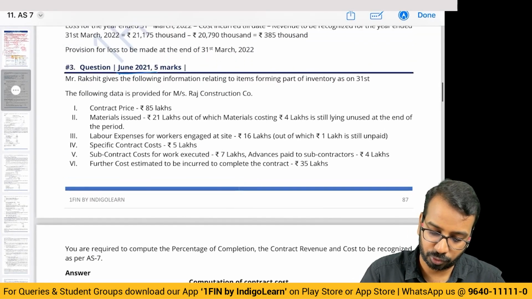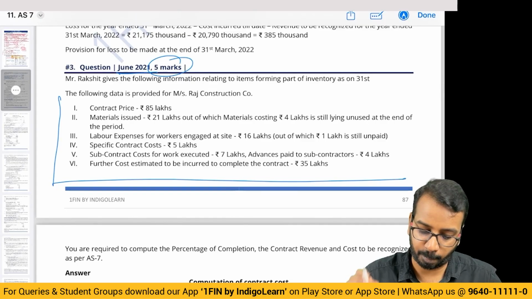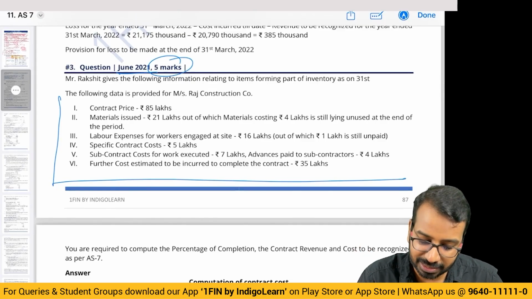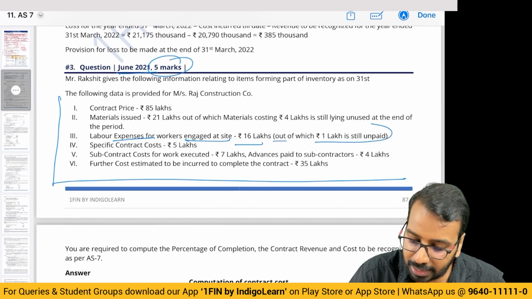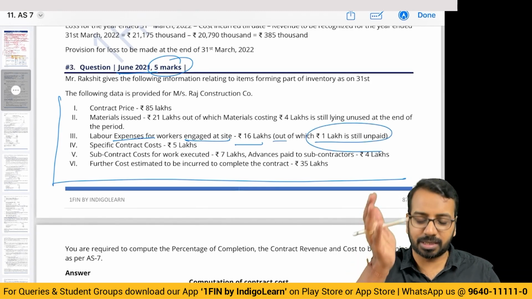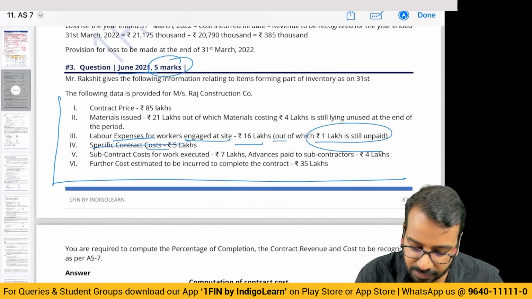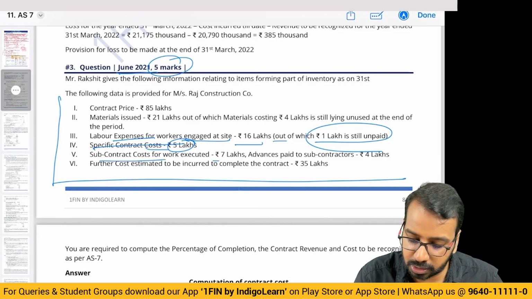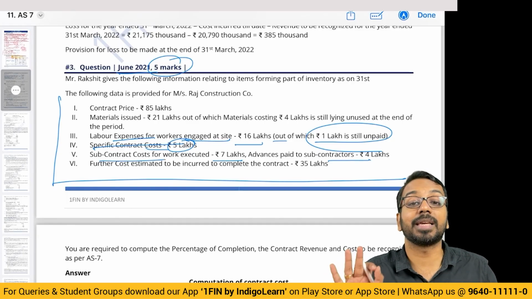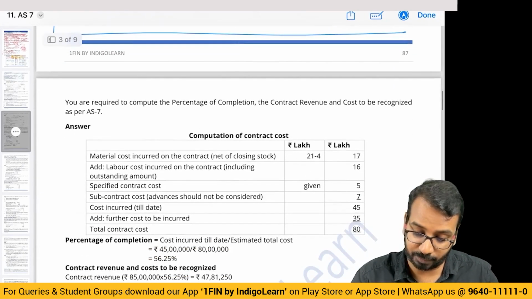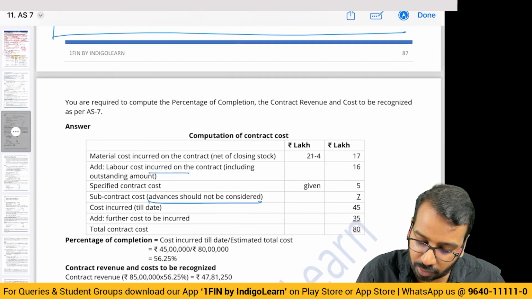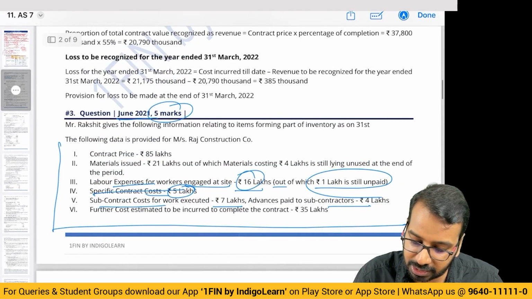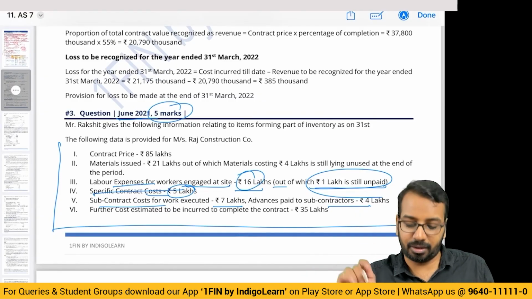So see again, June 21, 5 marks, similar question. They'll add something. Labor expenses for worker engaged 16 lakhs, out of which 1 lakh is unpaid. Unpaid means what? It is an expense. You will recognize. Specific contract cost 5 lakh. Subcontract cost 5 lakh. Advance paid is not my expense, so I should not consider that. Accordingly, you have to see advances should not be considered. Labor cost is already given to be 16. Outstanding does not make a difference.